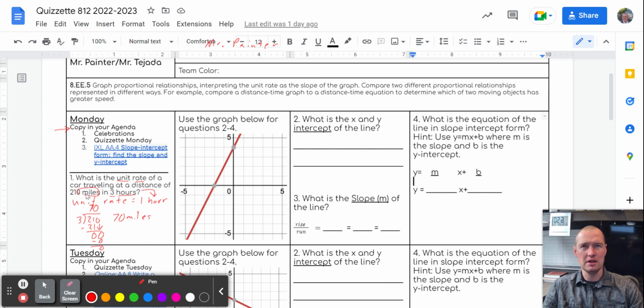Now, talk about the rate. 70 miles, what are we trying to get to? Oh, we're trying to get to 1 hour. 70 miles per hour.